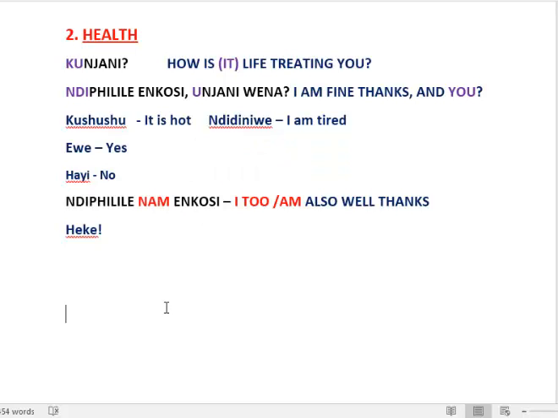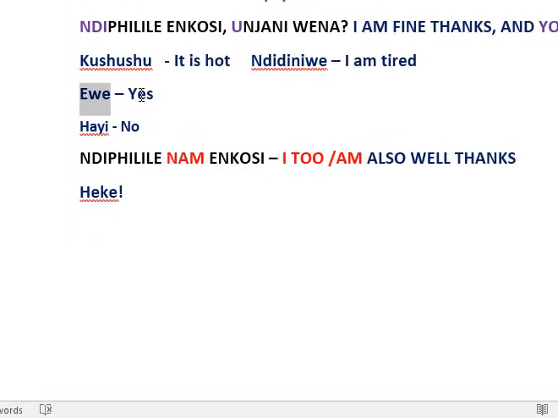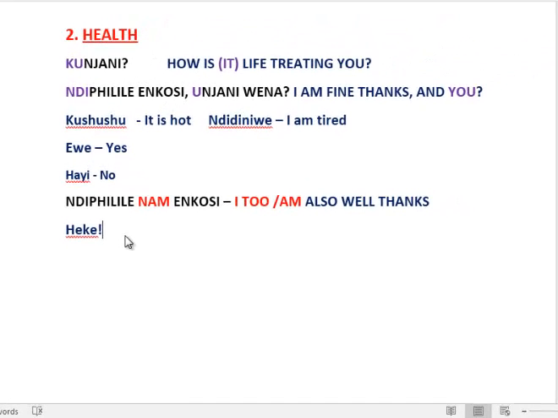Often accompanied by a comment about what is happening in life other than your health being fine, a common observation would be Kushushu. It is hot. Or the fact that you might be feeling a bit tired. Ndidiniwe. But more about these later. A person could agree to that comment by saying ewe, yes, or hayi, hayi meaning no. So you have enkosi, ewe, and hayi as important everyday words to remember. This heke is merely a word of approval which I would possibly use in class, meaning good, fine, well done.